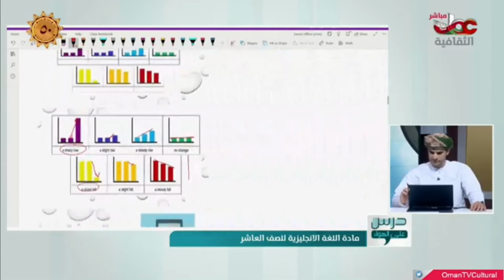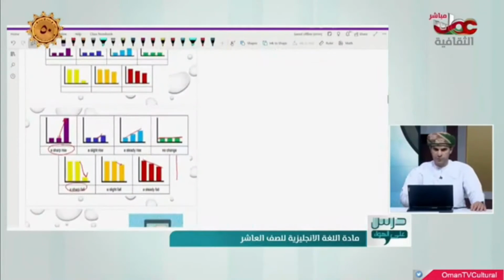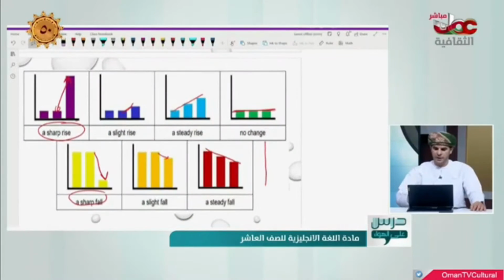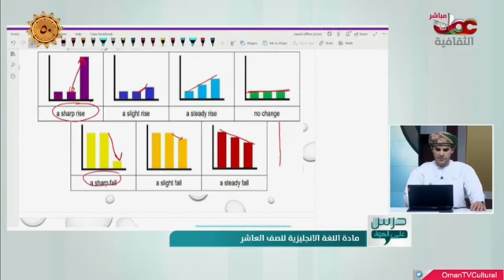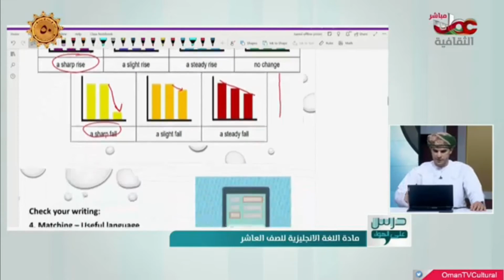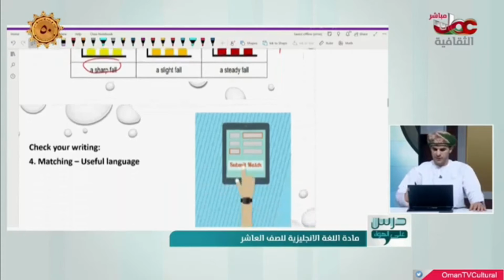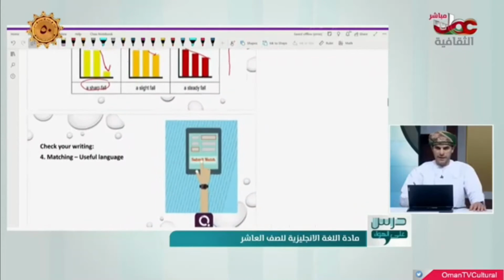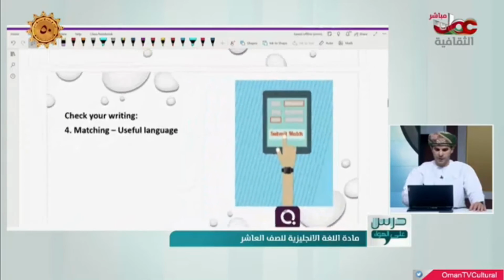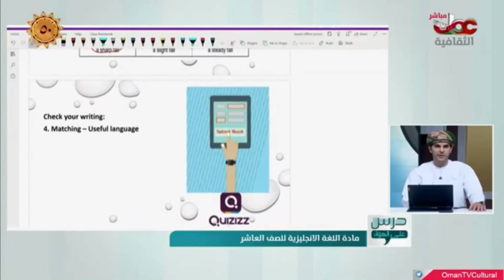Okay, I just want you to remember these phrases because you're gonna need them in your writing. Okay, sharp rise, slight rise, steady rise, no change or sharp fall, etc. You're going to need these phrases, as well as the language that you are going through now. Be ready for the game number 4 before the last one.